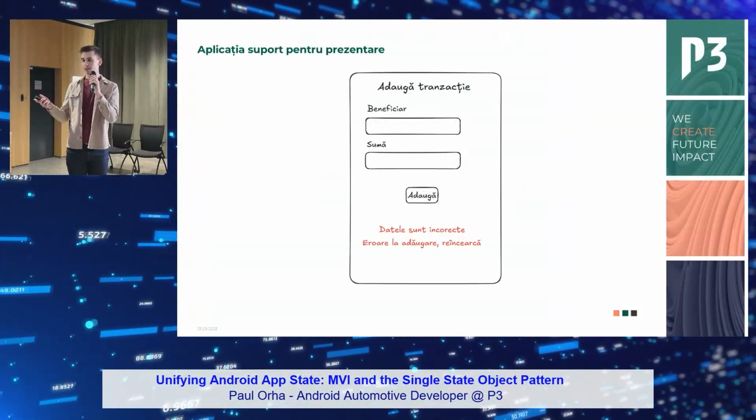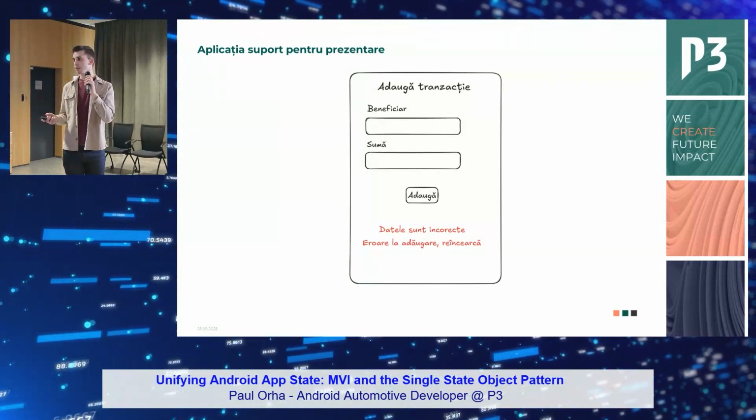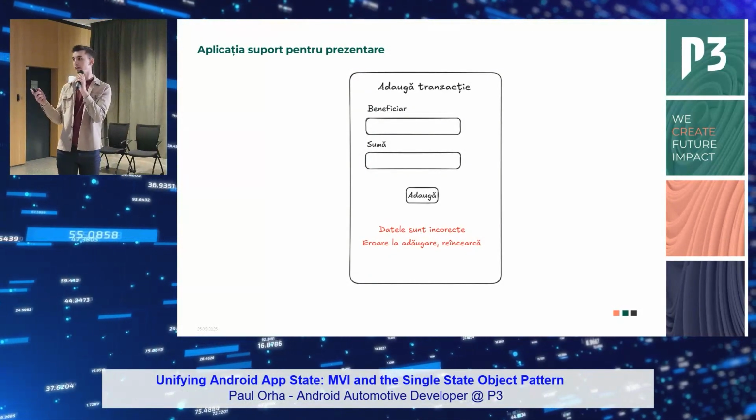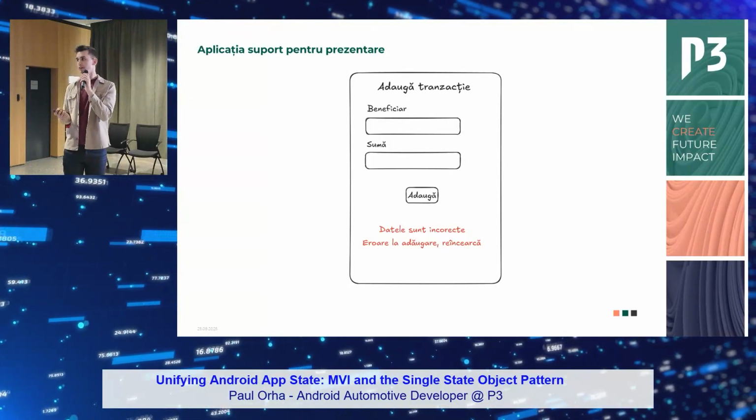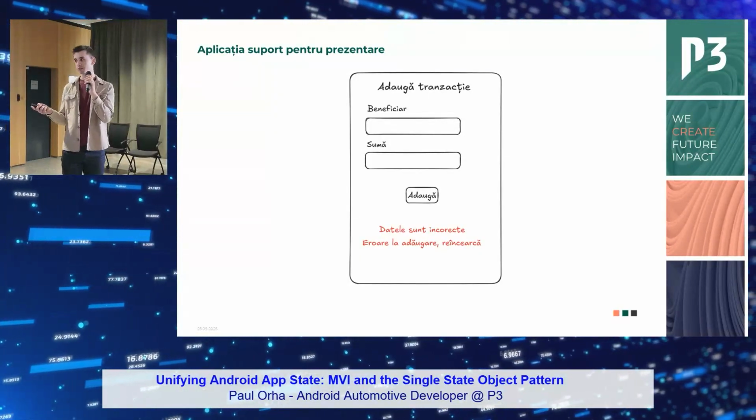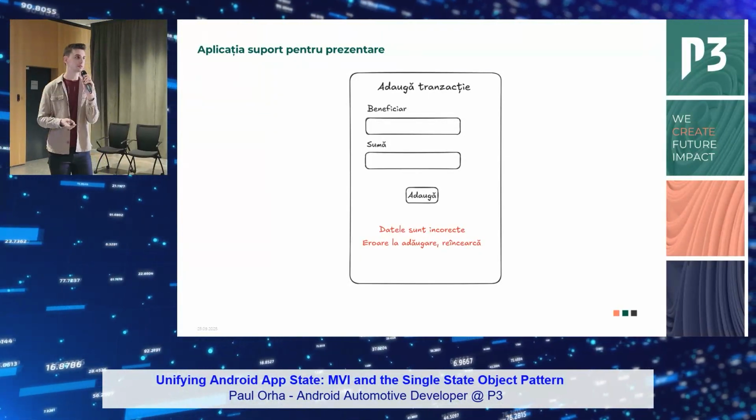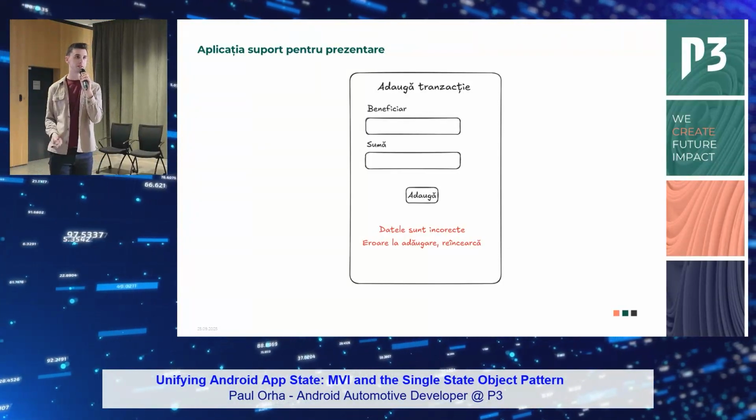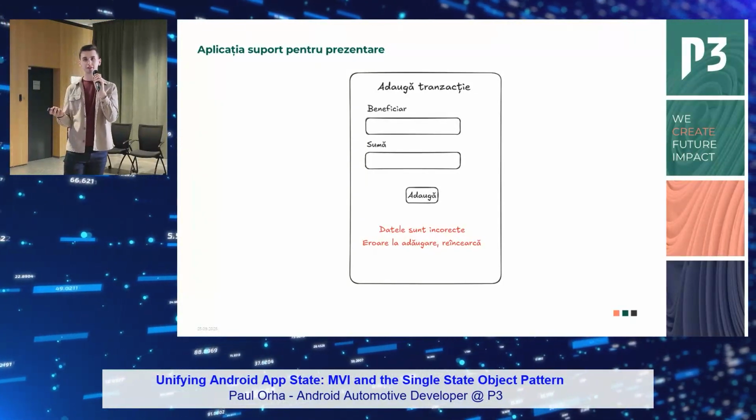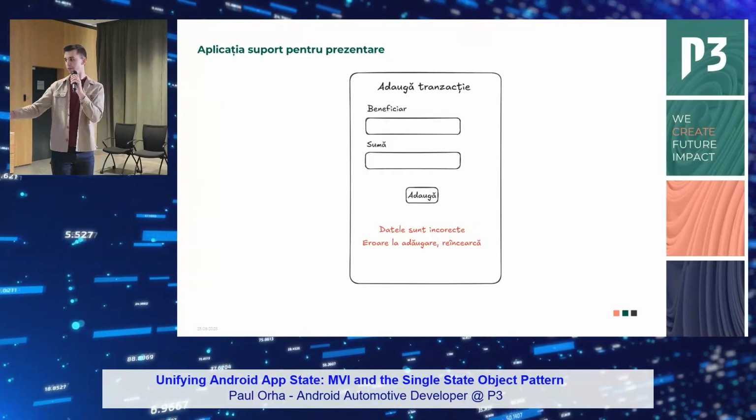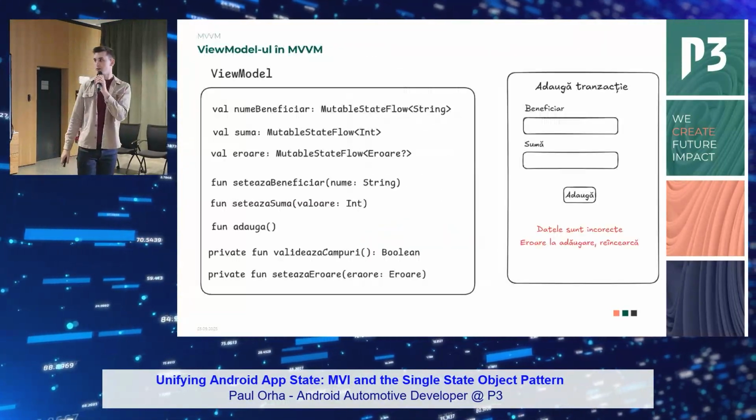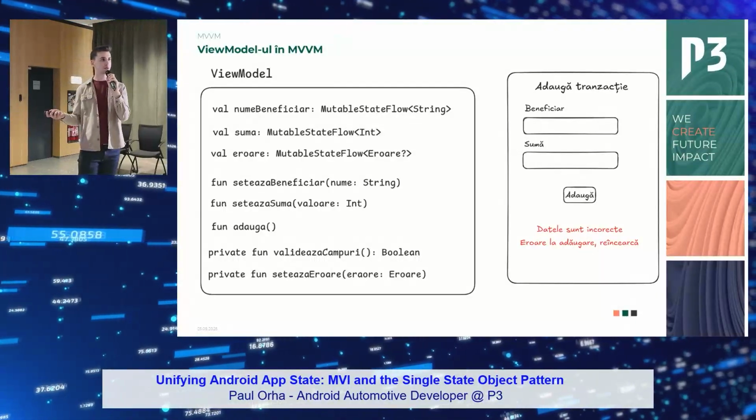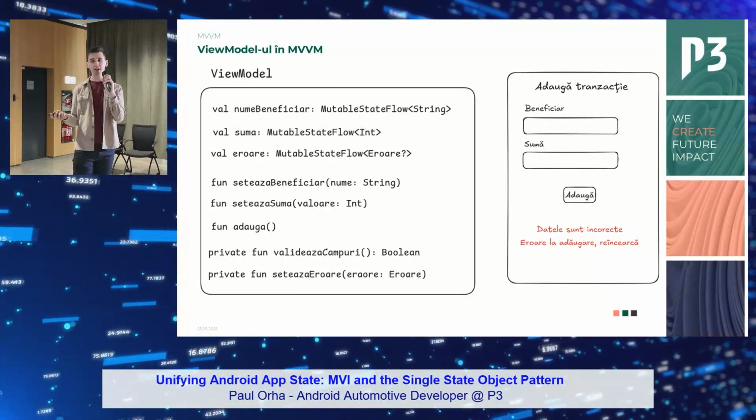So I chose as basic an application as I could. Basically we have a screen where you can have a payee and a sum, and then you can add a transaction with that data. And in case something goes wrong, for example the fields are wrong or the call of adding the transaction goes wrong, we can have an error message. Based on this, this is how a classical ViewModel in the MVVM architecture would look.